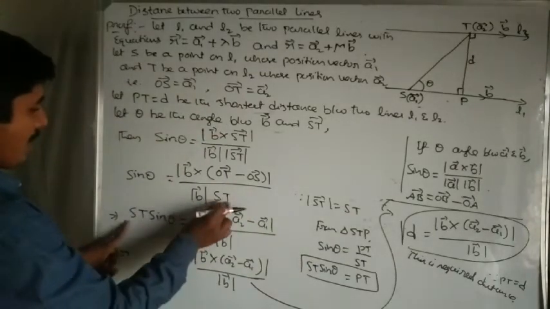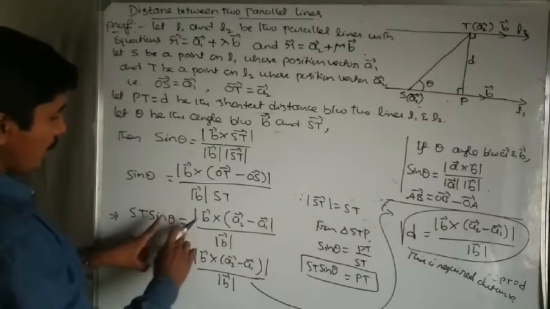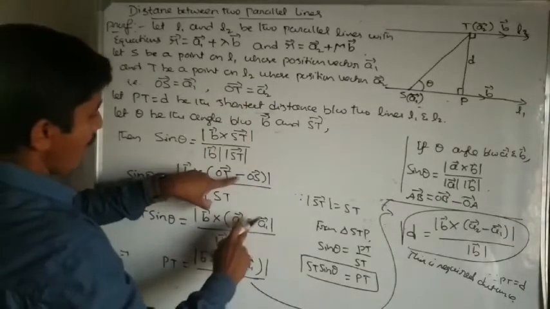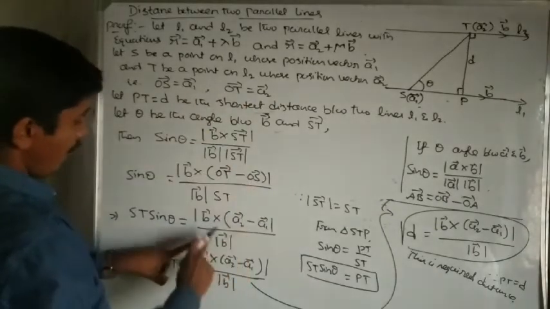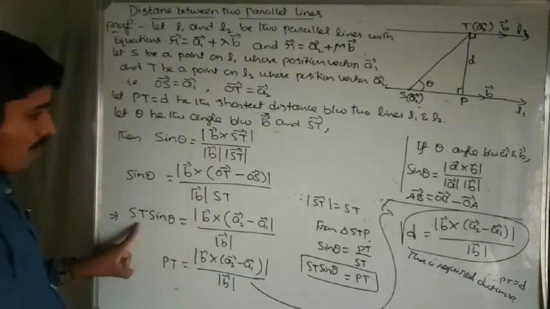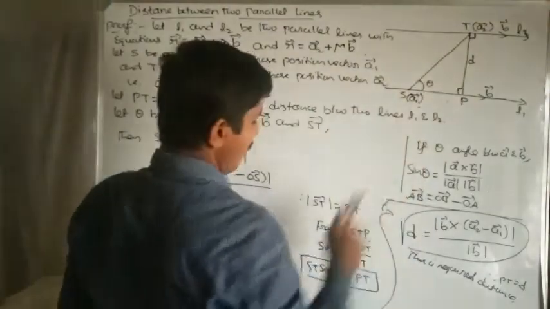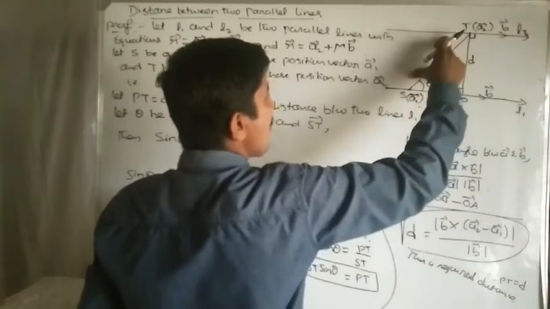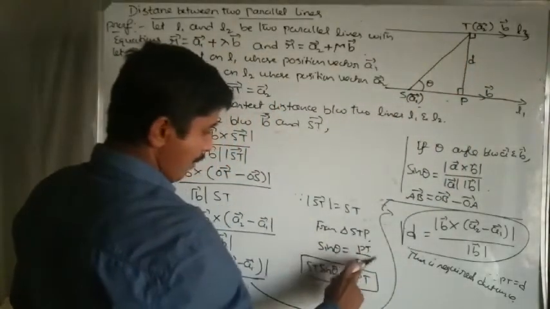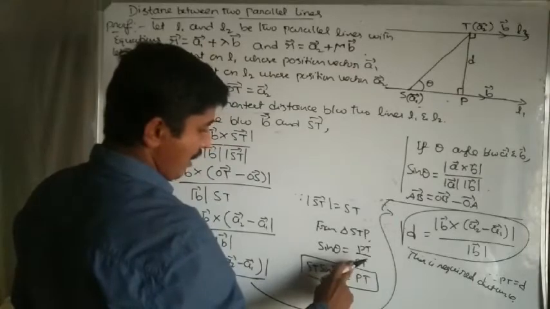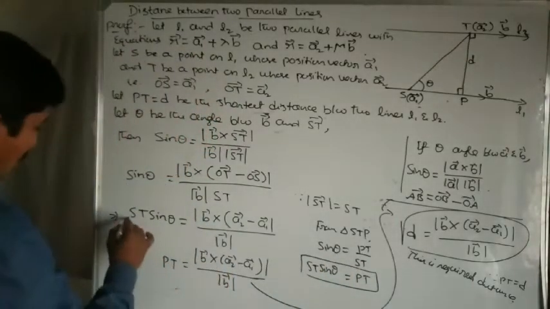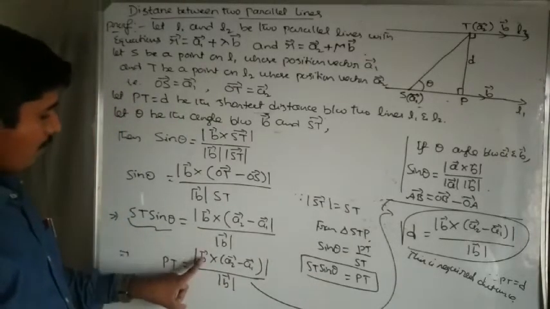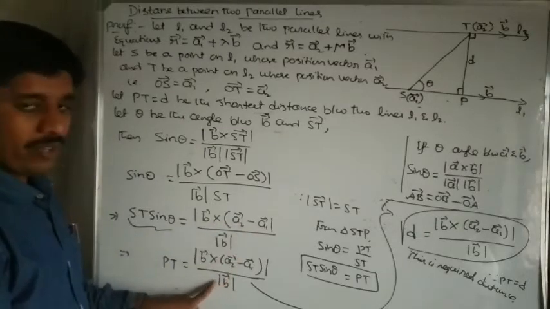By cross multiplication, ST sin theta is equal to magnitude of vector B cross vector OT, vector A2, minus vector OS, vector A1, divided by magnitude of vector B. From the right angle triangle STP, define sin theta. Sin theta equals opposite, which is PT, divided by hypotenuse, which is ST. Then PT equals, by cross multiplication, ST sin theta. Substitute the ST sin theta value: PT equals magnitude of vector B cross vector A2 minus vector A1 divided by magnitude of vector B.